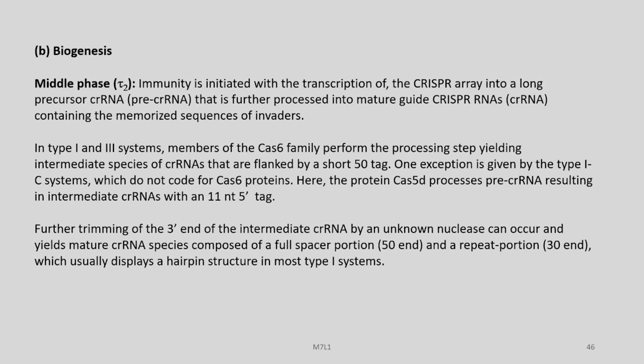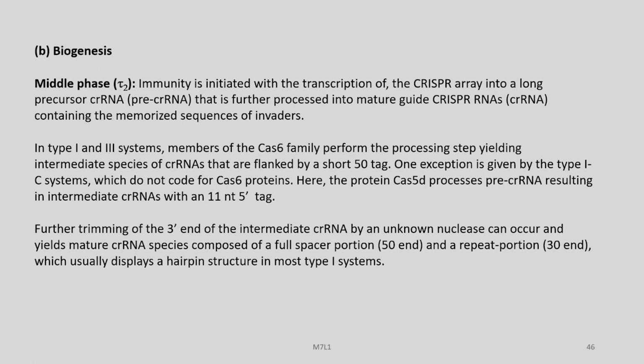Let us now go into the middle phase, or the tau 2 phase, where biogenesis or expression occurs. In this phase, immunity is initiated with the transcription of the CRISPR array into a long precursor CRISPR RNA, pre-crRNA, that is further processed into mature guide CRISPR RNAs containing the memorized sequences of invaders.